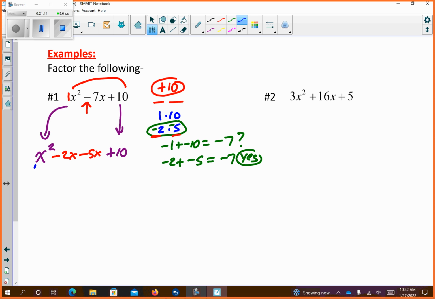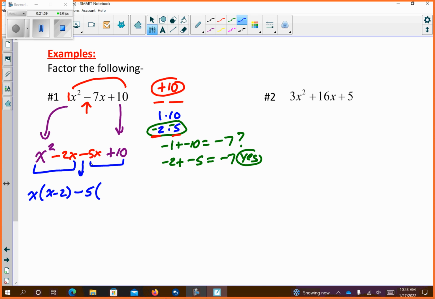Factor by grouping. What do I have in common between those first 2 terms? X. So then I have x minus 2. This sign has to come down. What do I have in common between 5x and 10? What number goes into 5? What number goes into 10? 2 doesn't go into 5. 5.